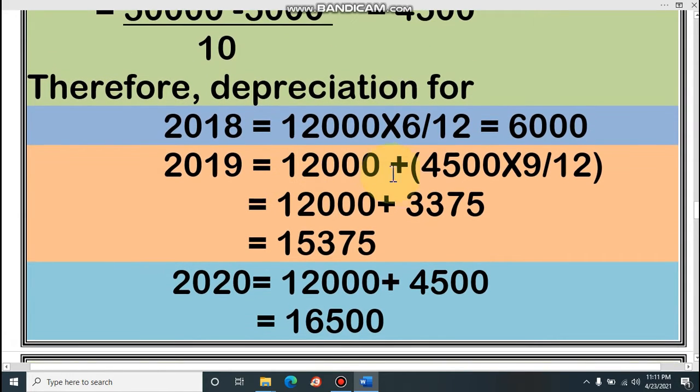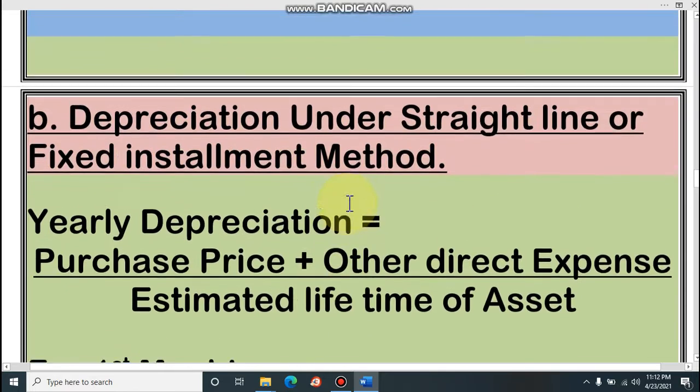And now for 2019 we have 12,000. This is for the first machine. This time we used the first machine the whole year, so we have 12,000. And for the second machine, how long did we use it?